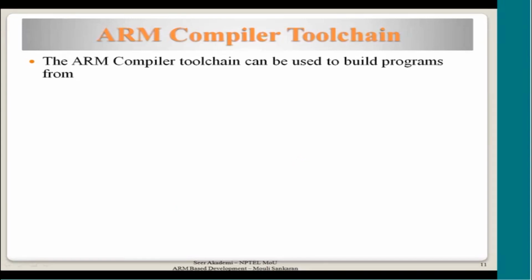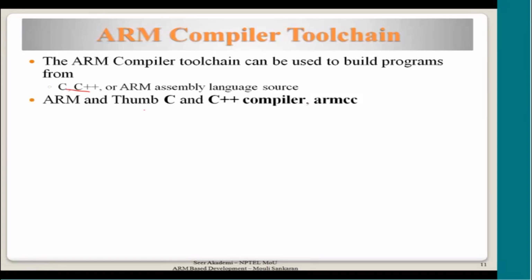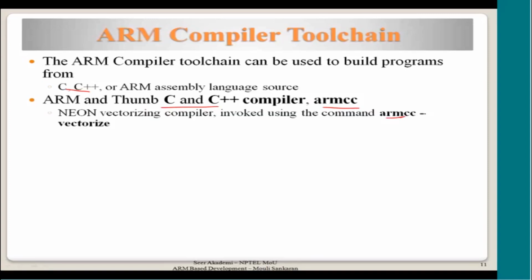So the ARM compiler toolchain can be used to build programs from any language, high-level language or assembly, and then ARM and some C++ compiler. Normally, the tool is called ARM-CC. If you call it as vectorized, then the Neon vectorizing compiler is invoked. This is SIMD that I talked about, VFP. It supports this feature so that vector instructions can be integrated along with your software.